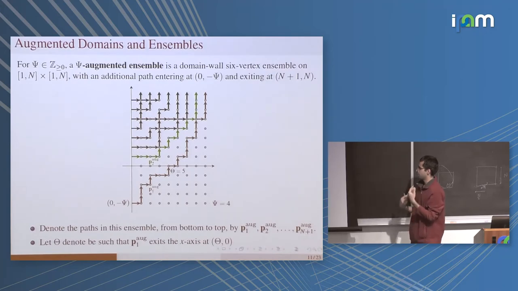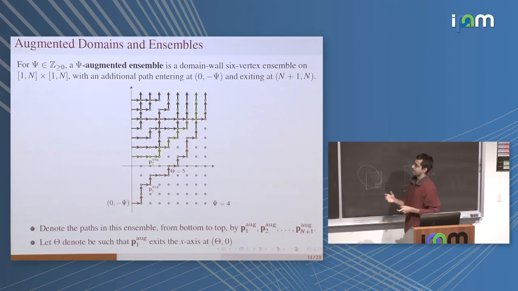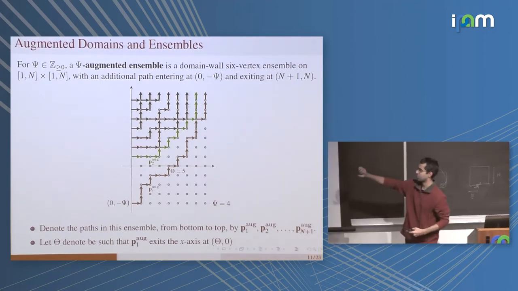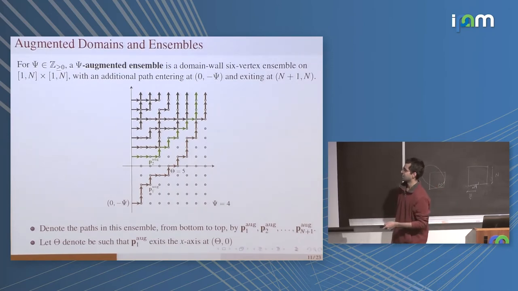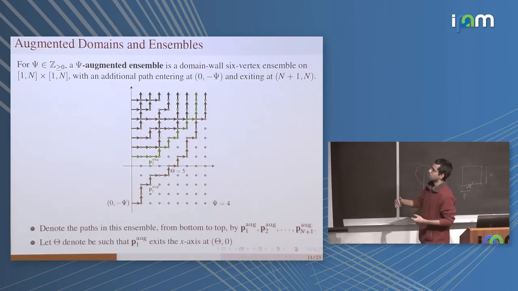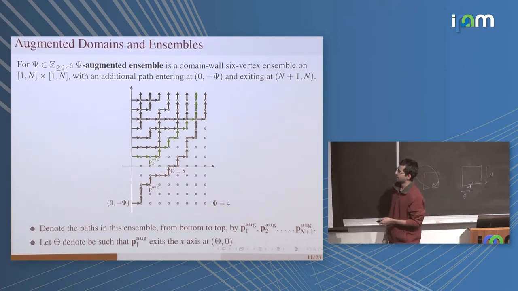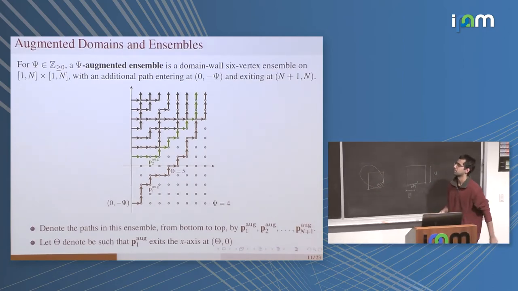this refined tangent method proceeds by introducing an augmented domain. So what you do is you take, as Felipe was saying, one of these paths and pull it down. You fix some integer psi, and you take a domain-wall six-vertex ensemble, but with an additional path that enters through this location, (0, minus psi), and it exits as it would in a domain-wall ensemble. The point is to use this new path to probe information about the model.